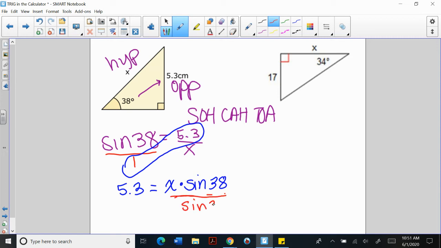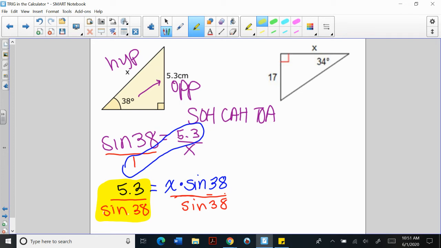I'm still going to have to take one more step to solve for x, but since this is x times the sine of 38 degrees, I can just divide both sides by the sine of 38 degrees. Now you notice I have not typed this in to get a decimal yet, because it would be great if I could just not round it off at all. So my final answer is going to come from typing 5.3 divided by the sine of 38 degrees into the calculator. That's going to give me an answer for x.